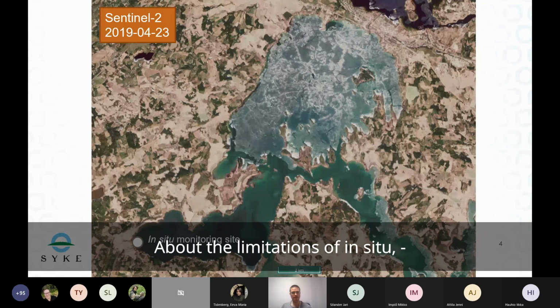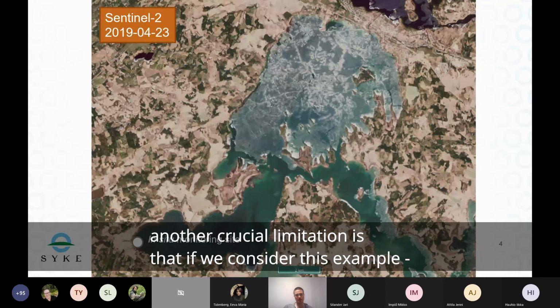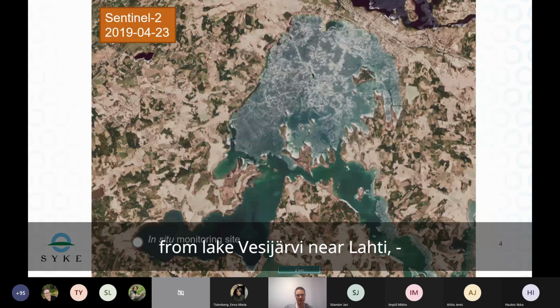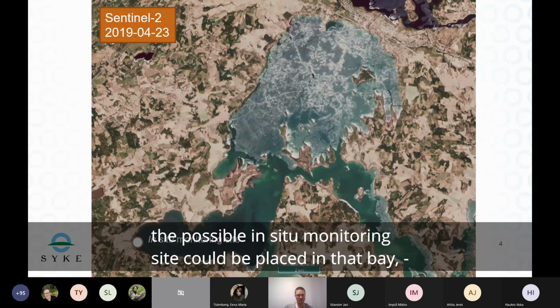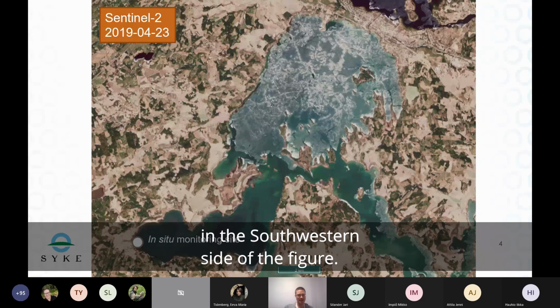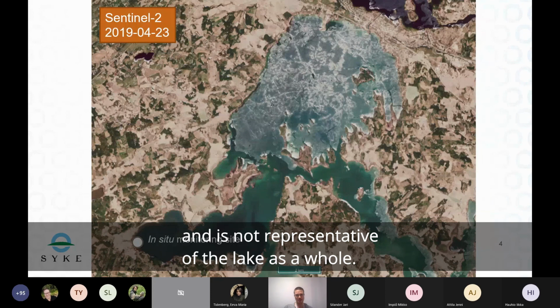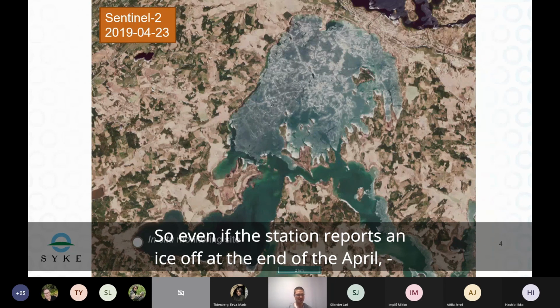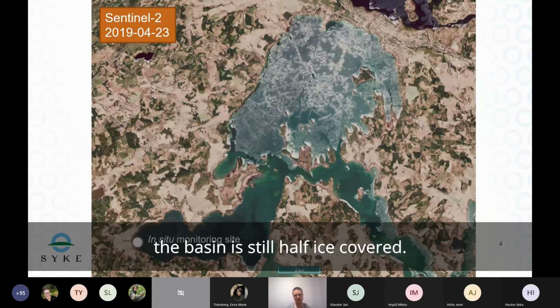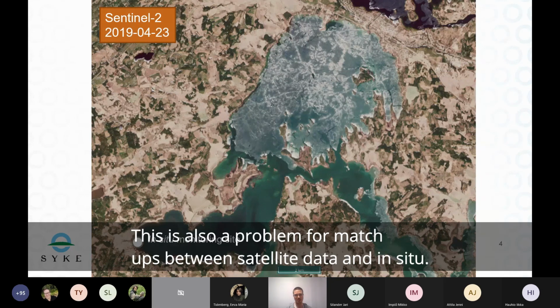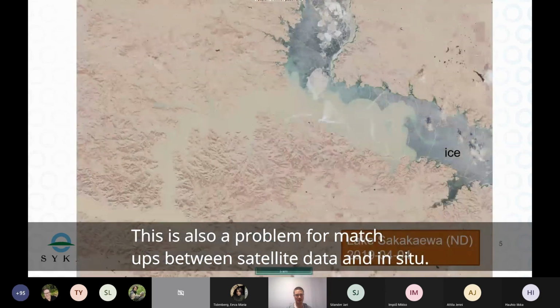But about the limitations of in situ, another crucial limitation is that if we consider this example from Lake Vesijärvi near Lahti, the possible in situ monitoring site that could be placed in that bay in the southwestern side of the figure only covers this bay and is not representative of the lake as a whole. So even if the station reports an ice-off at the end of April, the basin is still half ice covered. And this is also a problem for the matchups between satellite data and in situ.